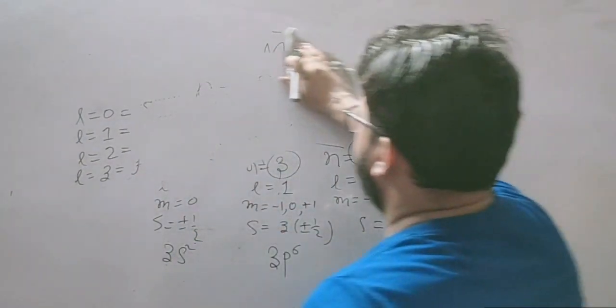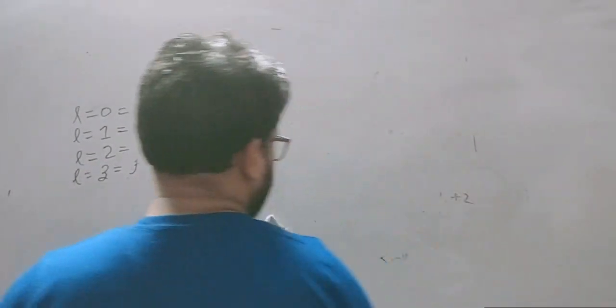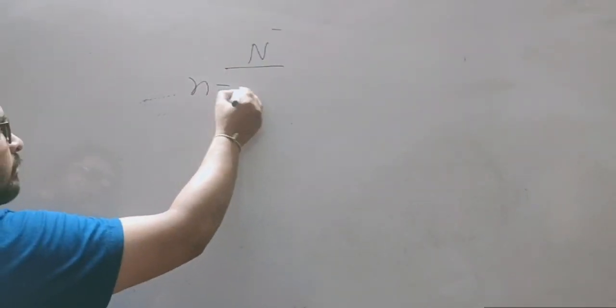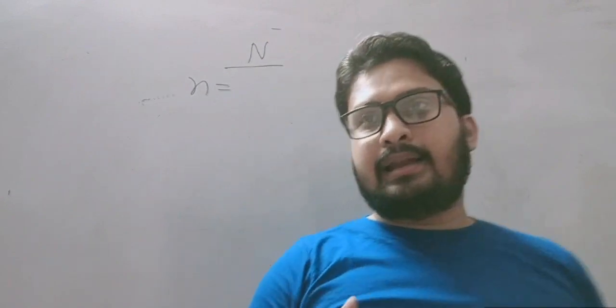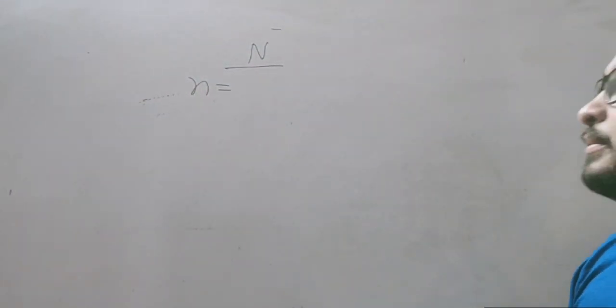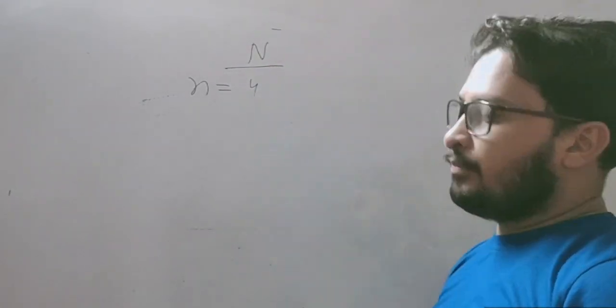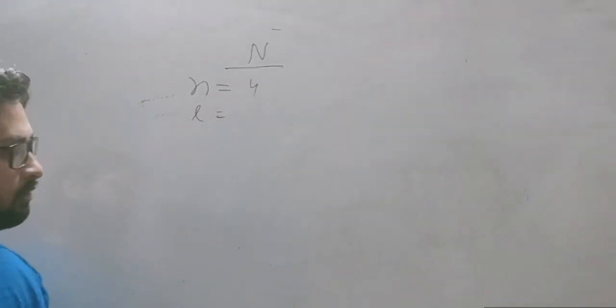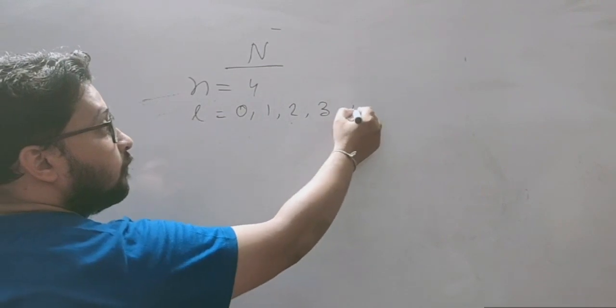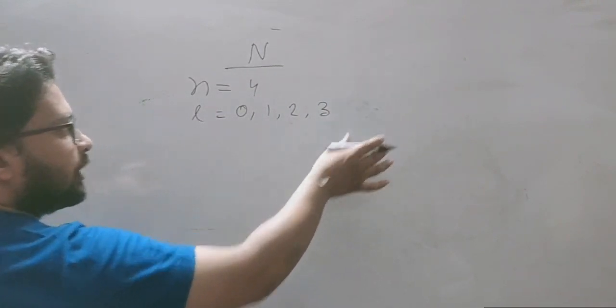Lastly, what about N? For capital N, what is the value? That is principal quantum number 4. What is the value of l? If it is 4, then the value of l is equal to 0, 1, 2, 3, not 4.